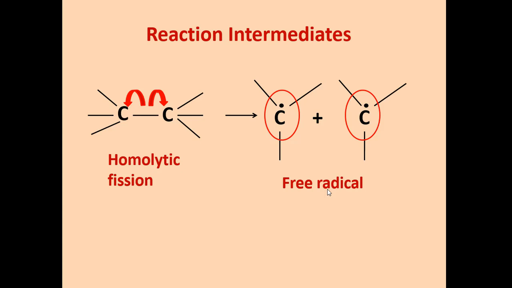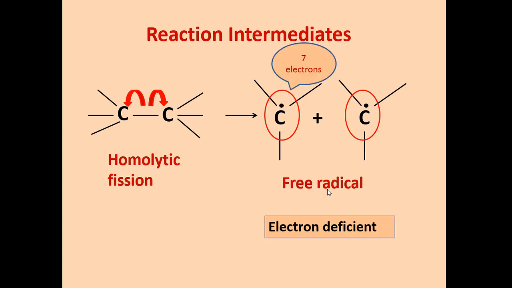And look at the carbon having the odd electron. There are 3 bonds surrounding this carbon, and so 3 bond pairs corresponding to 6 electrons and an odd electron. Totally there are 7 electrons instead of 8 electrons, and so this is also electron deficient, as we saw earlier with carbocation and carbanion.